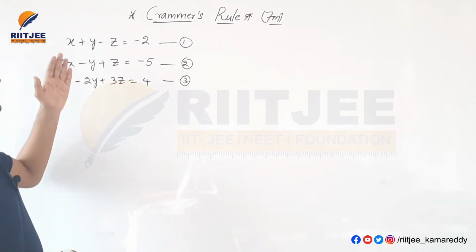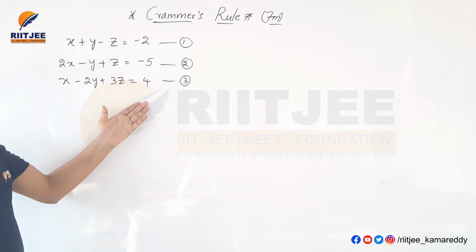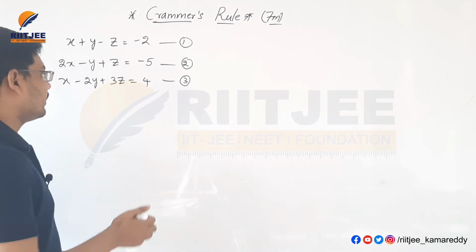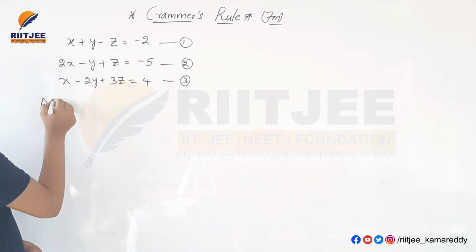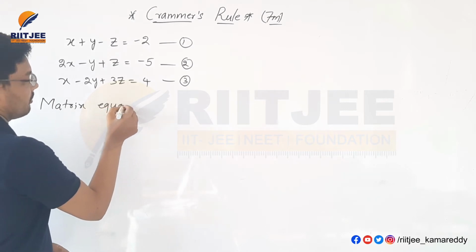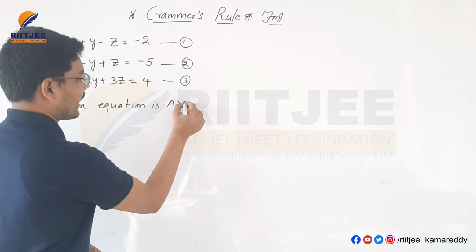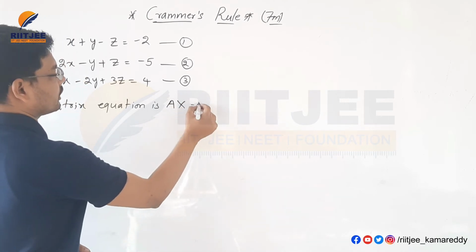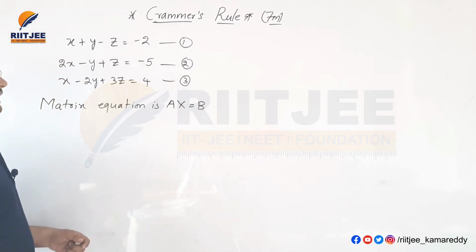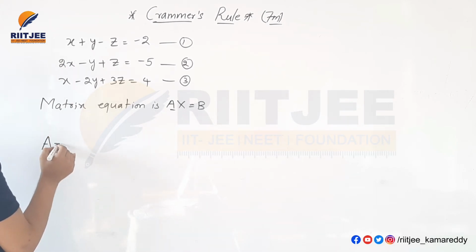Here the variables are x, y, z and the constants are minus 2, minus 5 and 4, and the coefficients we need to write by using a matrix equation. Our matrix equation is AX is equal to B. This is a matrix equation here. First we need to write the matrix A.